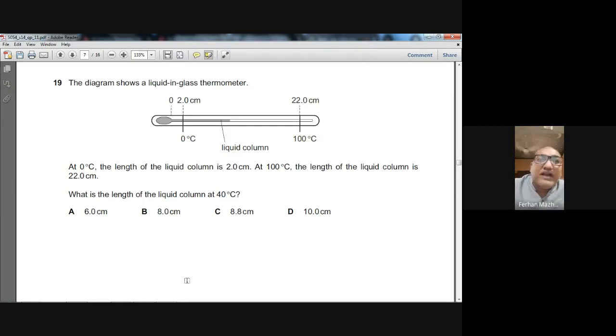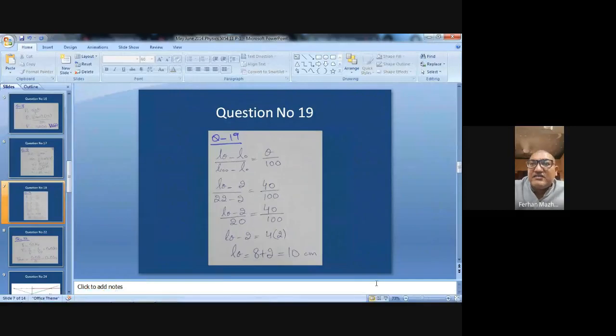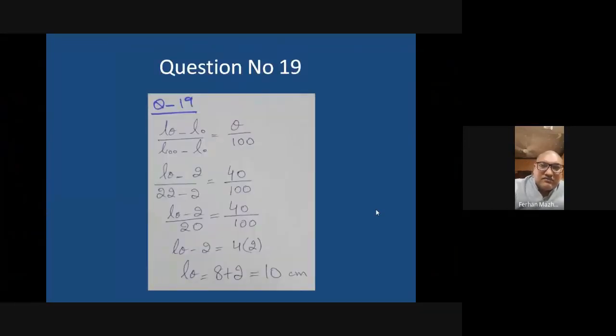And let me show you my work. It's a famous numerical. You should never forget this. L theta minus L naught divided by L100 minus L naught equals theta by 100. L theta means the length of the mercury at 40 degrees centigrade. L naught means the length of the mercury when the temperature is 0. L100 means the length of the mercury when the temperature is 100. So L theta minus 2 divided by 22 minus 2 equals 40 divided by 100. Theta is 40 here. So just do your calculations.